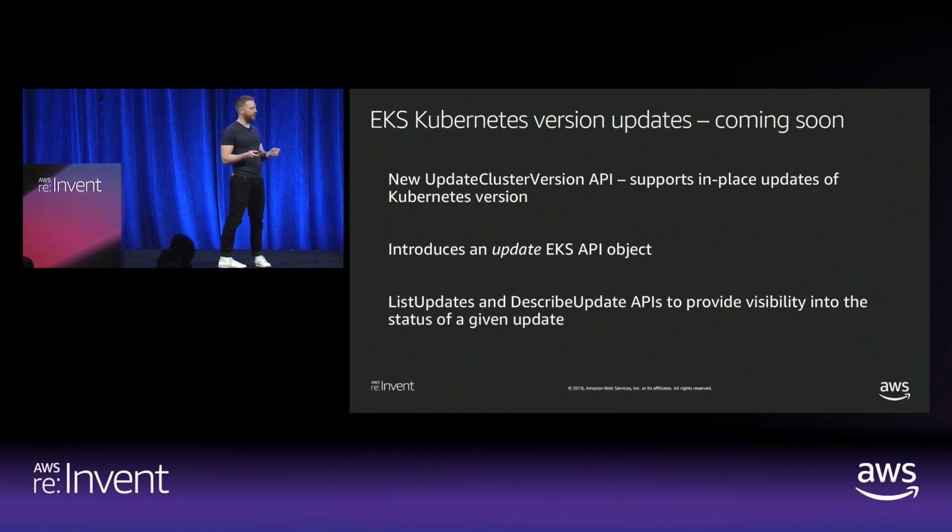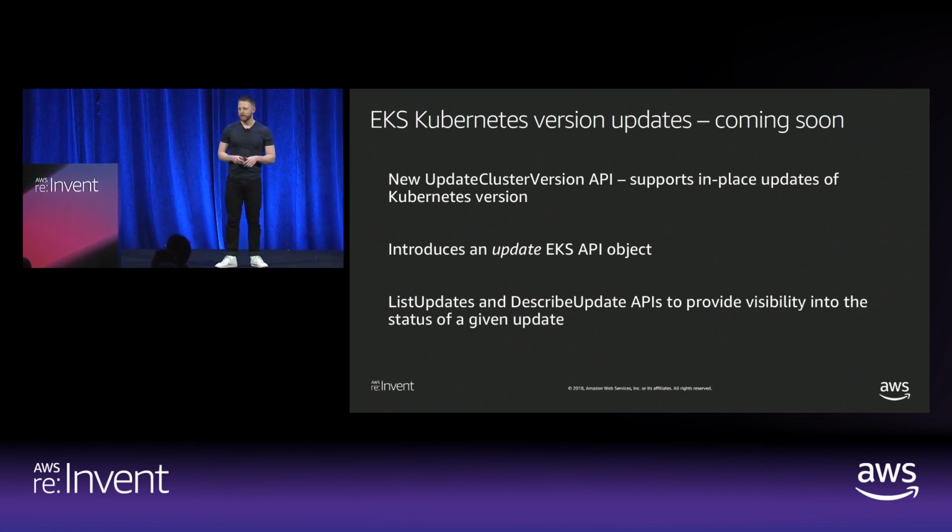And it also introduces an update EKS API object, right? So in the context of your cluster, you might have multiple updates in flight. Today, we only support one type of update, but you may have additional ones in the future. And so you can use list and describe update to provide visibility into the status of that asynchronous job effectively.